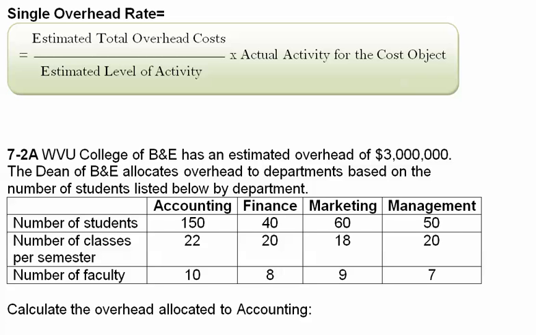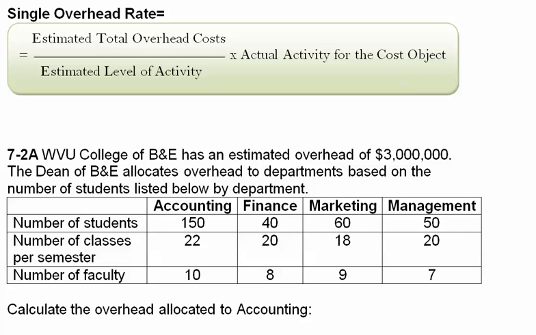In order to determine the cost of a product or service or department, whatever your cost object is, you have to allocate the indirect costs. Again, indirect costs are your indirect labor, indirect materials, and overhead. These are costs that are incurred and benefit more than just the cost object that you're looking at.